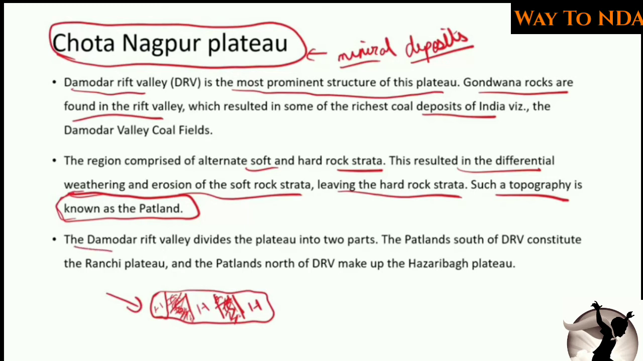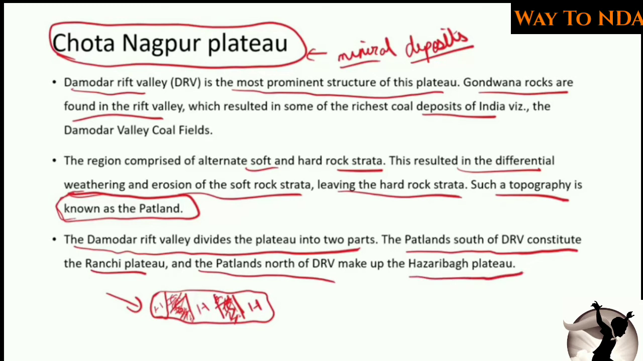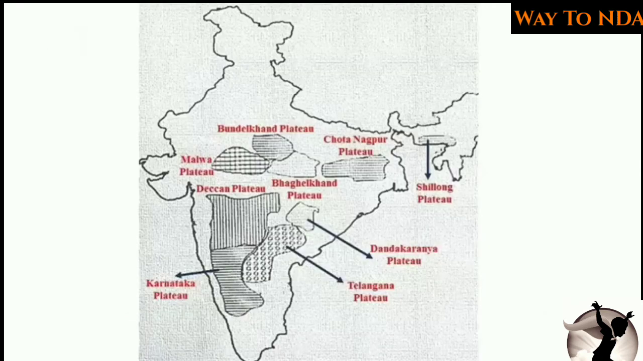The Damodar Rift Valley divides the plateau into two parts. The patlands south of the Damodar Rift Valley constitute the Ranchi Plateau, and the patlands north of it make up the Hazaribagh Plateau. Remember, the Hazaribagh Plateau and Ranchi Plateau are part of the Chota Nagpur Plateau only. So this is all about the Chota Nagpur Plateau.